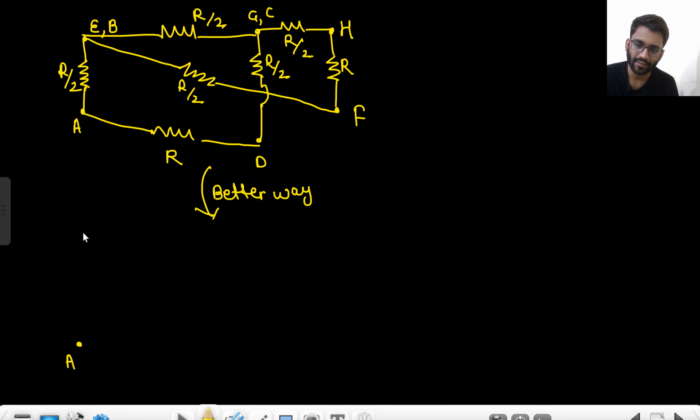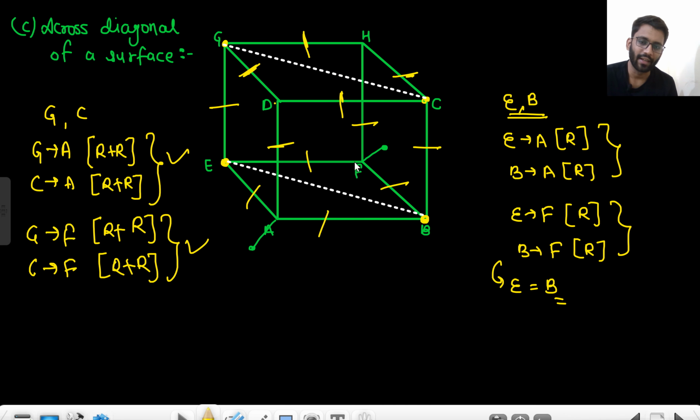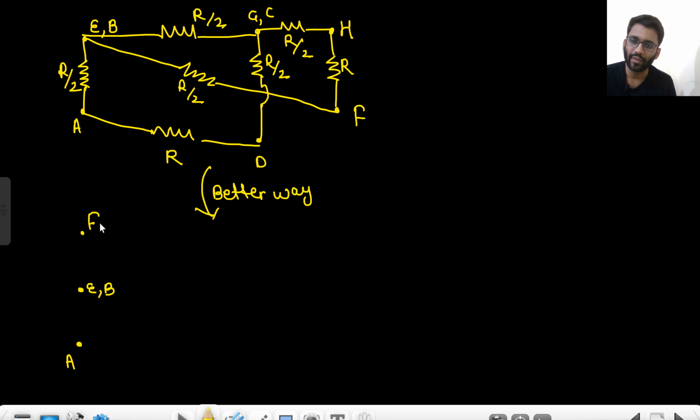This is point A and this is point F. And EB is at a common distance now. I made EB so near to A and so far from F, but they are at the common distance, no? A and F, EB are at the common distance between A and F. So I will make it like this. So between F and EB there is R by 2.